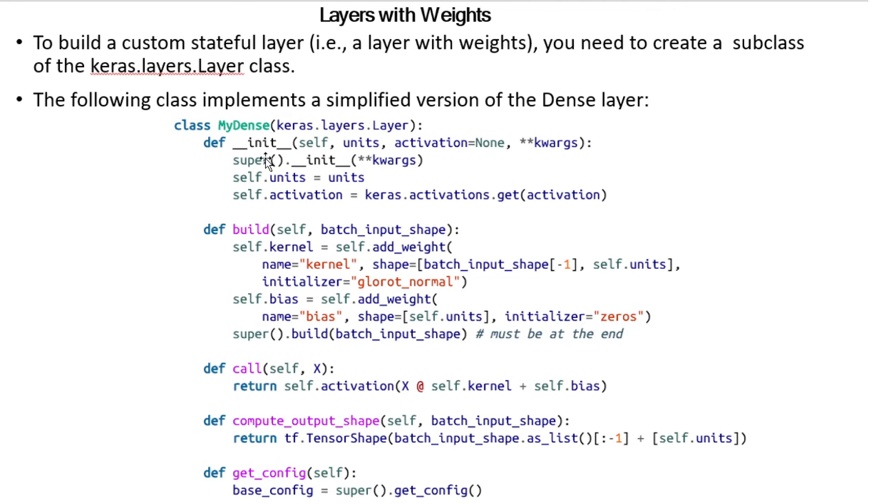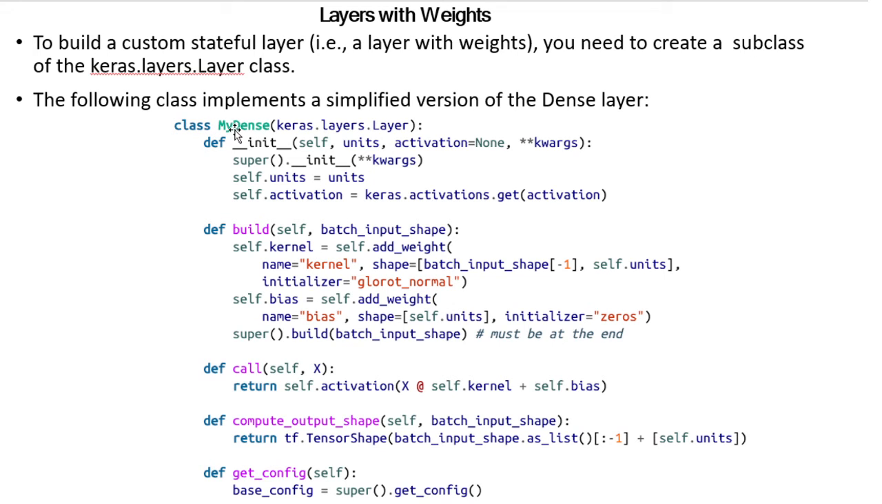First is the constructor, that is the initialization method. Next one is the build method, and next is the call method. The fourth method is the compute output shape method. Fifth one is the get config method. Let's understand these methods in a little more detail.